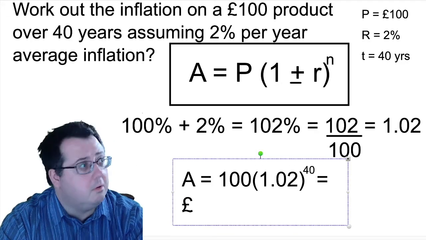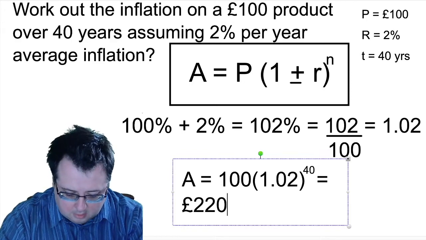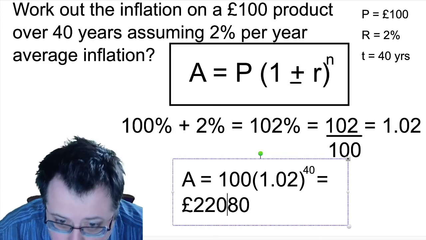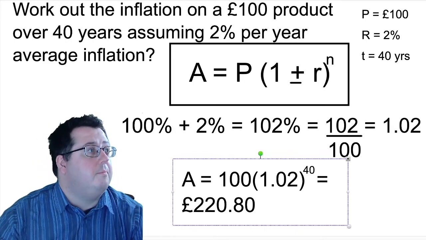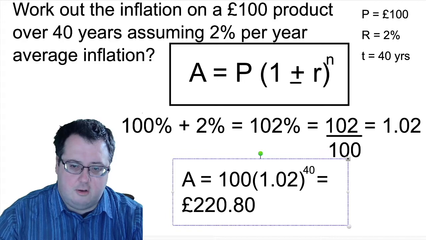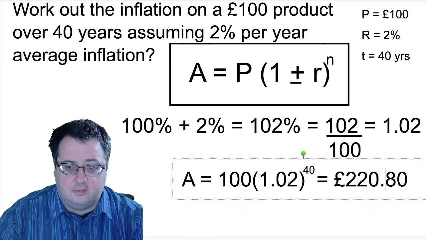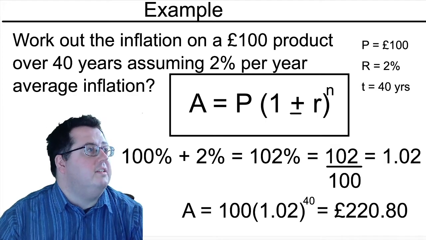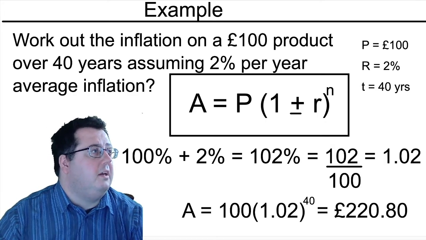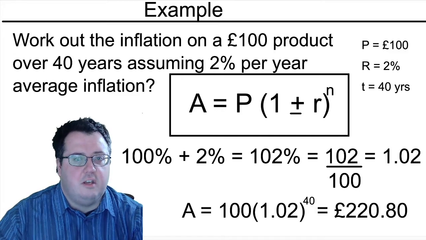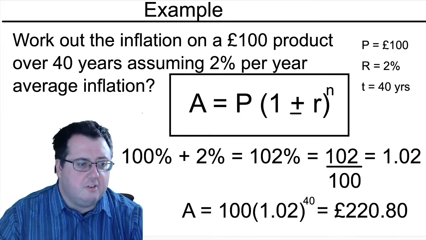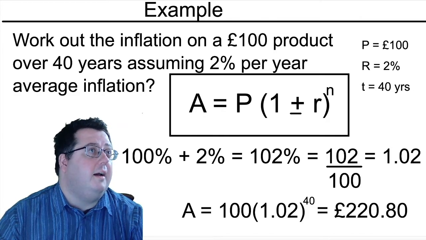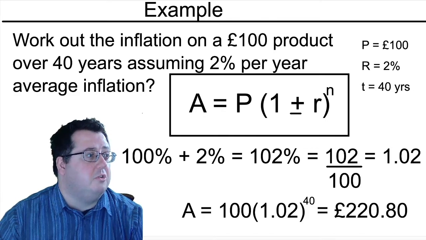£220 and 80 pence. So a product costing £100, assuming an average rate of inflation of 2% a year, would now cost you £220 and 80 pence. Okay, so that is how you use the compound interest formula. I've got one last example to go through with you, and then we're going to take another short break.